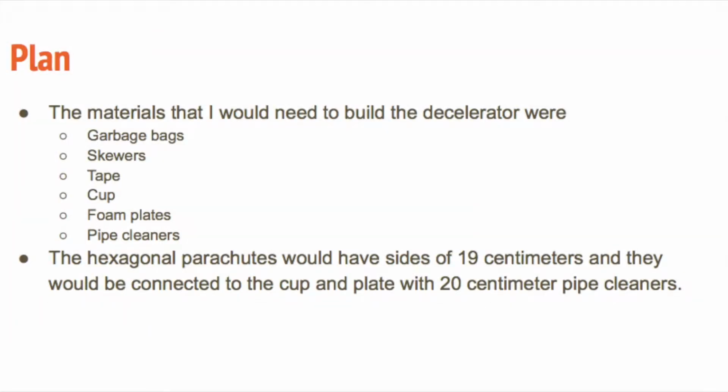The next step in the engineering design process is to plan. The materials that I would need to build the decelerator are garbage bags, skewers, tape, cup, foam plates, and pipe cleaners. The hexagonal parachutes would have sides of 19 centimeters, and they would be connected to the cup and plate with 20 centimeter pipe cleaners. And that is the plan I will execute when I am creating the decelerator for the first time.